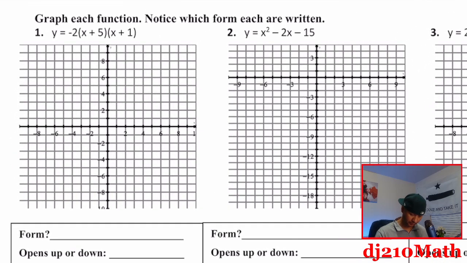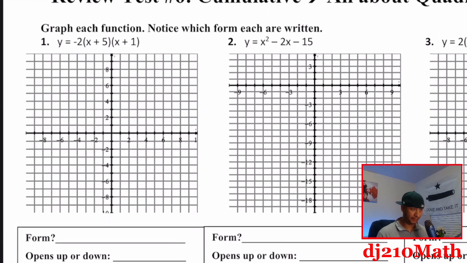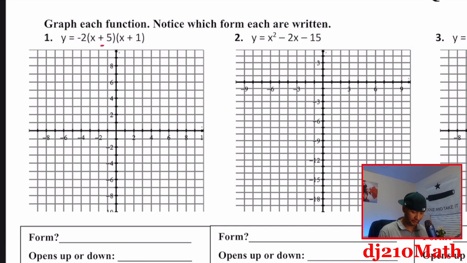So first off, all right, the first one is in intercept form, right? This tells us where the graph crosses the x axis. So intercept form. It opens down. How do I know? Because the a term is negative, right? It opens down. Again, because it's negative in front.